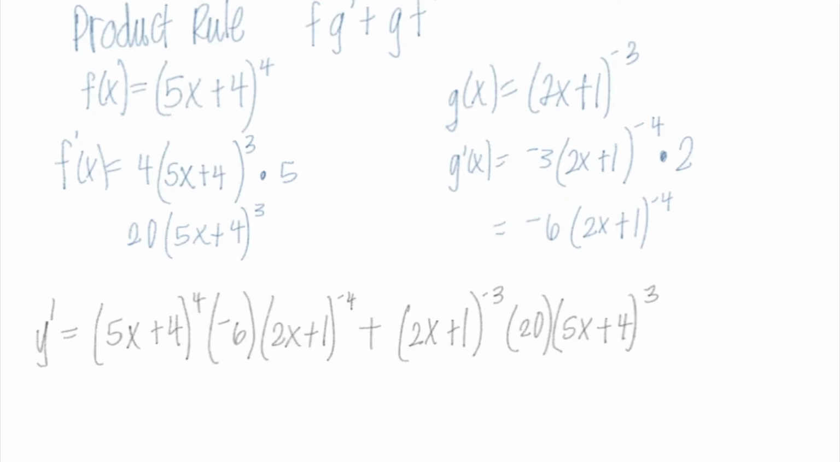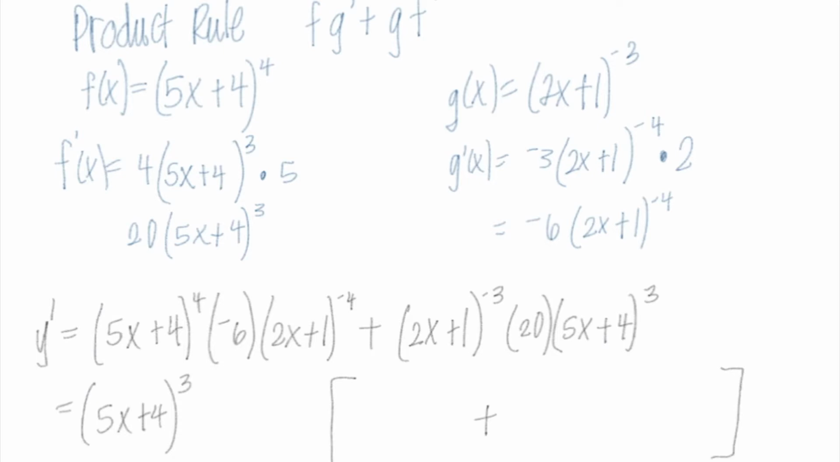From here, I want to simplify this out. I have two sides, right? A left side and a right side, and that plus sign is what's separating it. So I want to see if there is a GCF. If you look, there is a 5x plus 4 to the fourth and a 5x plus 4 to the third. So there's a 5x plus 4 on both sides of that plus sign. I can take out a GCF of 5x plus 4 to the lowest power that we see, and between 4 and 3, 3 is the lowest power.